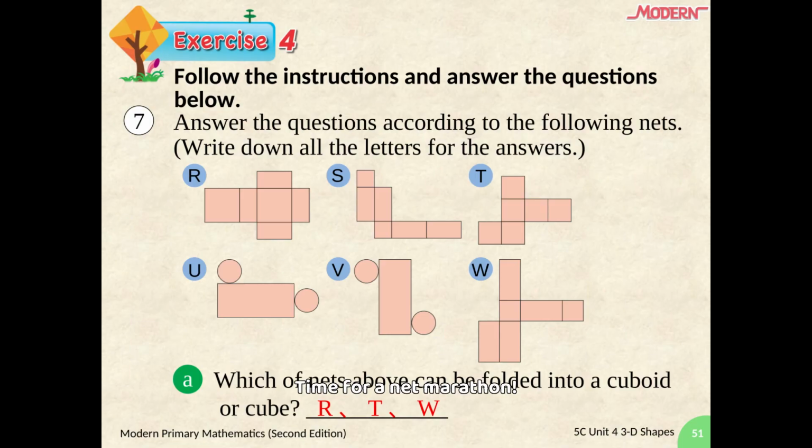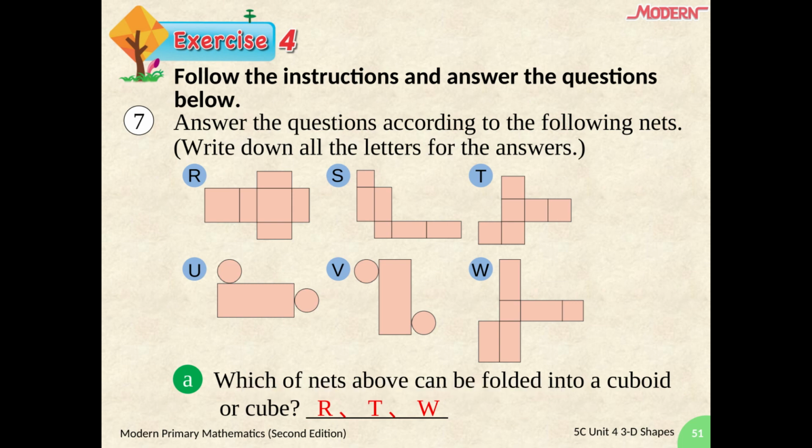Time for a net marathon. Look at these 4 patterns. Which ones can fold into a cuboid? Remember the fold test in your mind. Imagine the rectangles folding up to meet each other. Pattern 1, overlaps. Pattern 2, that's a winner. Pattern 3, also works. Pattern 4, wait, that one's just a long line of paper. We have 2 perfect cuboid nets here. Did your mental folding match mine?